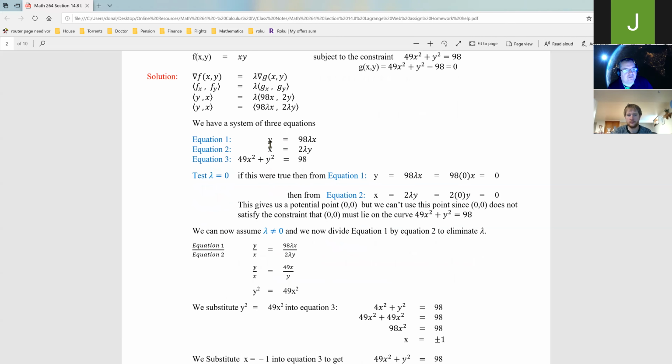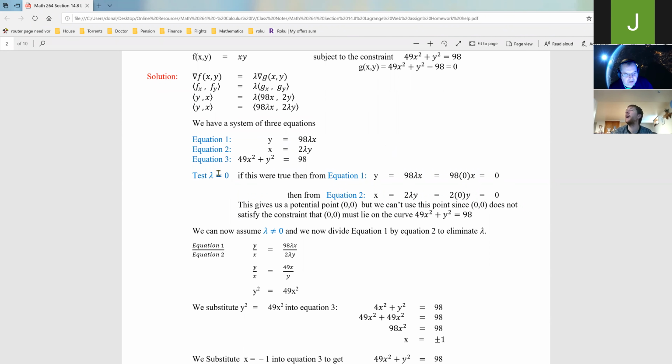Yes. So from this line here, we get equation 1 and equation 2. You can see the y equals this and the x equals that. And then the constraint is your third equation. So it's pretty similar to what we did the last time, right? Equation 1, equation 2, equation 3.